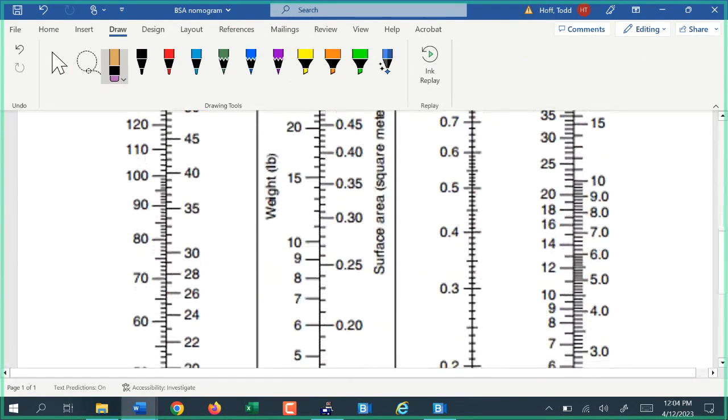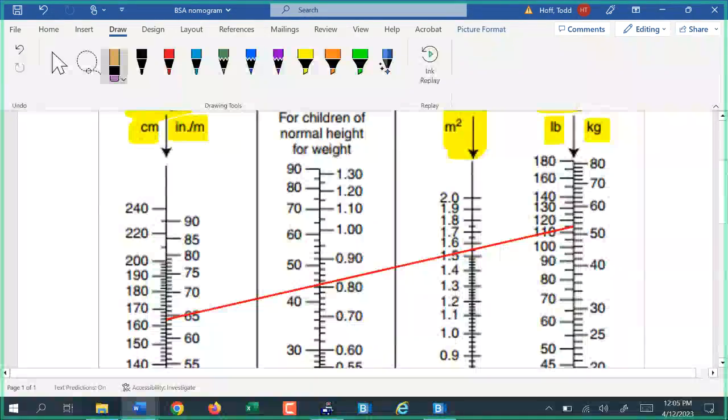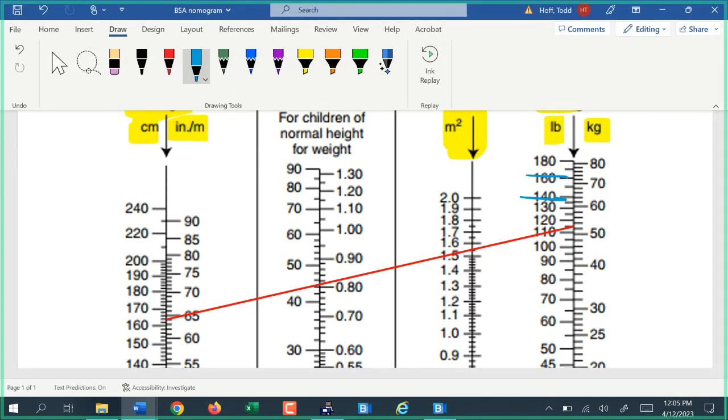If I look down at the bottom, from here to here is 2 pounds, and there are 2 spaces. Each space is 1 pound. If I go back up to the top, from here to here is 20 pounds, and there are 2 spaces. Each space is 10 pounds. So again, very different. So make sure you are being very clear on that axis when you use the nomogram.